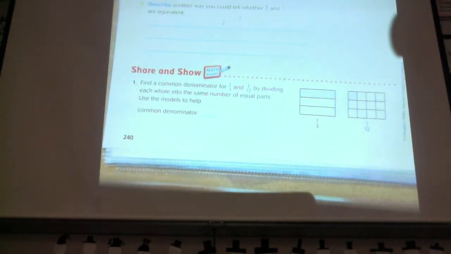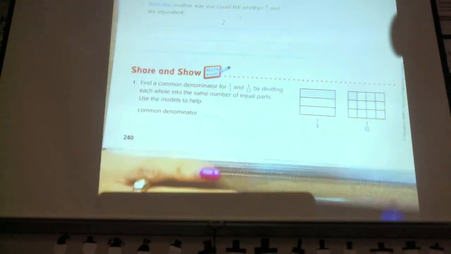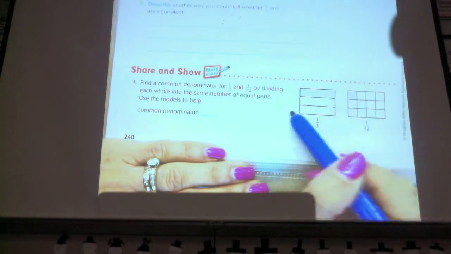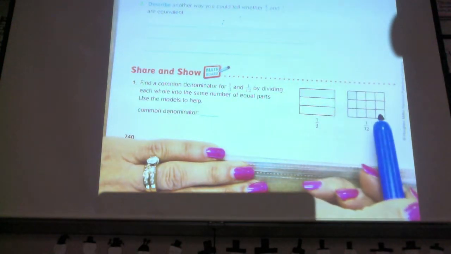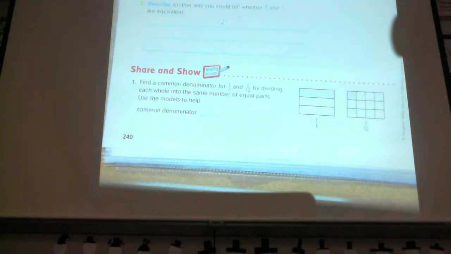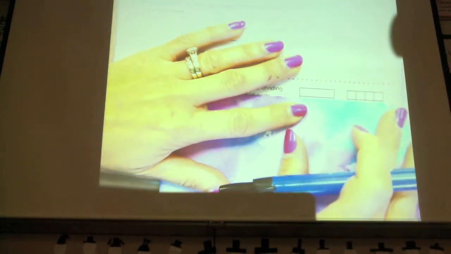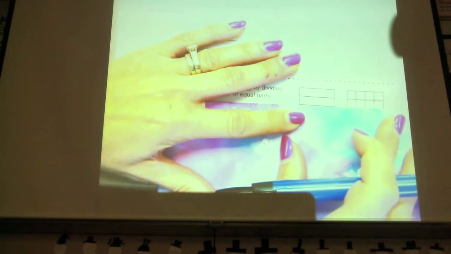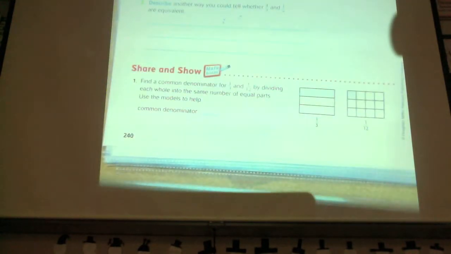Find a common denominator for 1/3 and 1/12 by dividing each whole into the same number of equal parts. Use the models to help. So if I look at the models over here, I can see that these already are divided into thirds across. Is this one divided into thirds across? Look, I'll use my fancy paper. Do you see this line goes across? And this line goes across? So they're divided into thirds across already.